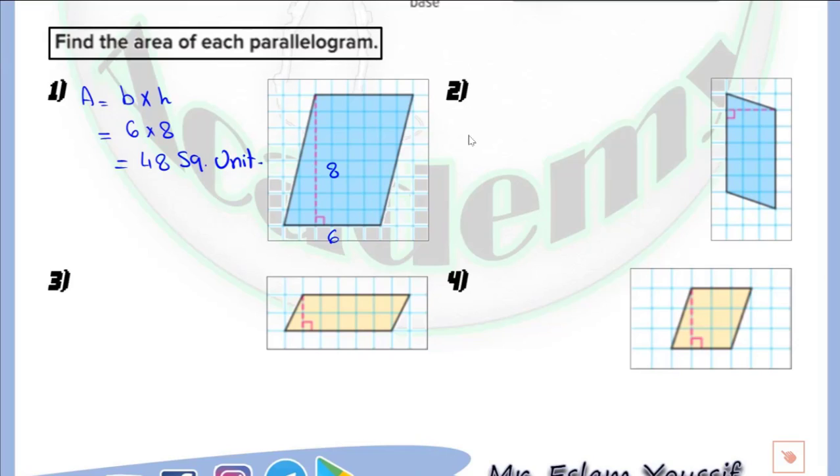In question number 2, we need to find the area. First, we need to find the length of the base. By counting, you will find that the length of the base is equal to 6 units. The length of the height is equal to 3 units. The area is equal to the length of the base multiplied by the height, which is 6 multiplied by 3, so the answer is 18 square units.